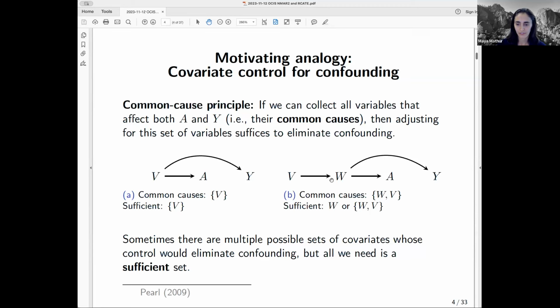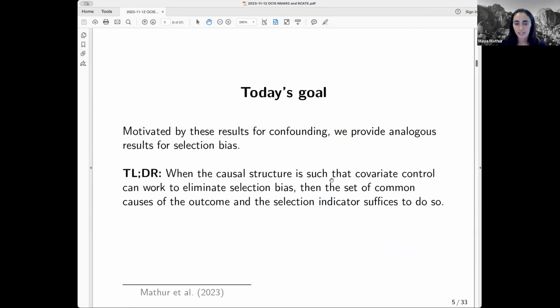All right. So the analogous results that we're going to provide for selection bias are essentially this. When the causal structure is such that covariate control can work to eliminate selection bias, then the set of common causes of the outcome and the selection indicator, not the exposure, the selection indicator, suffices to do so.